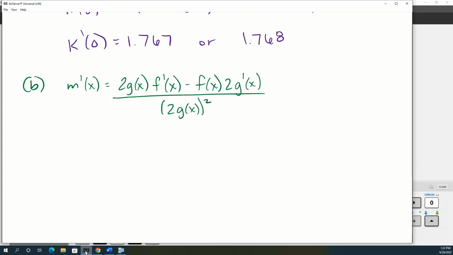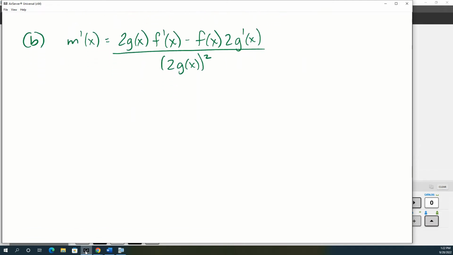All right, and then I wouldn't really worry about simplifying anything for my next step. I would just go ahead and put 5 in for x.